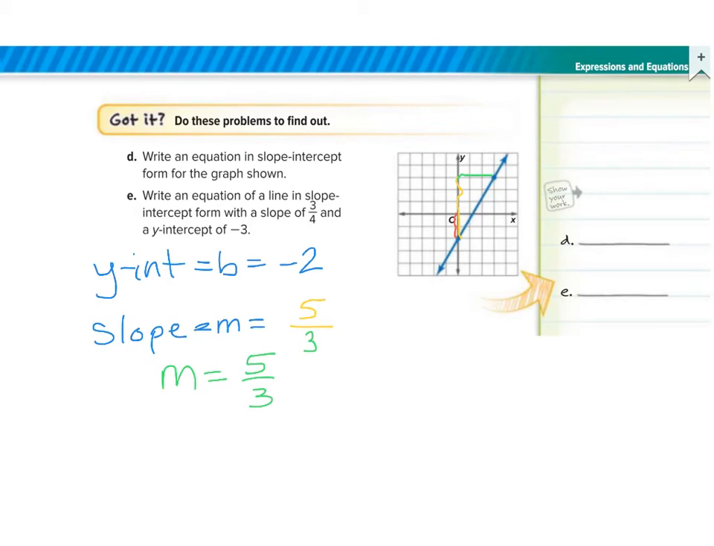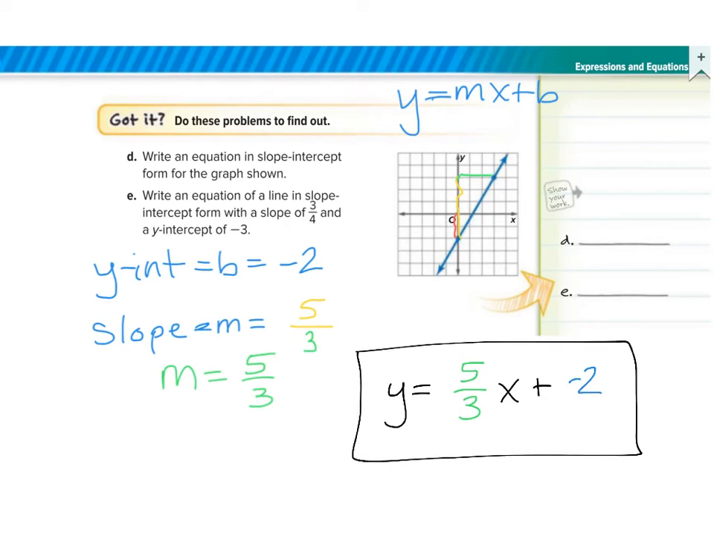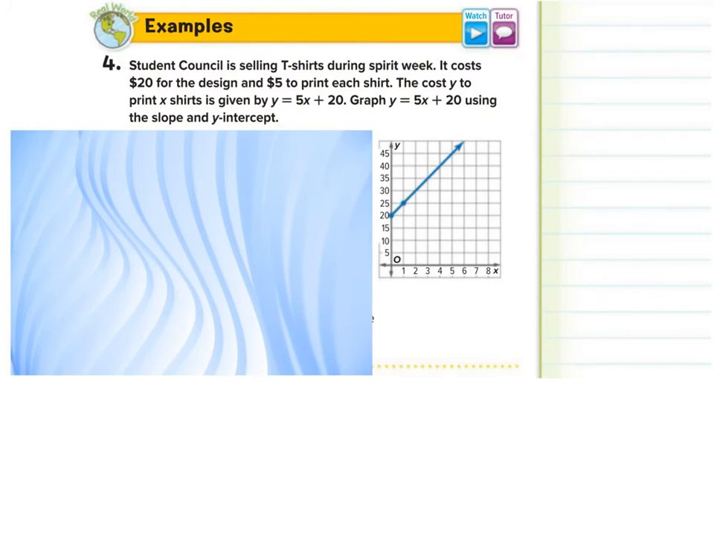Then I can substitute it into my y equals mx plus b equation. So y equals 5/3 x plus b, which is negative 2. So that's my equation for this problem. Okay, so for example 4, it says Student Council is selling t-shirts during Spirit Week.